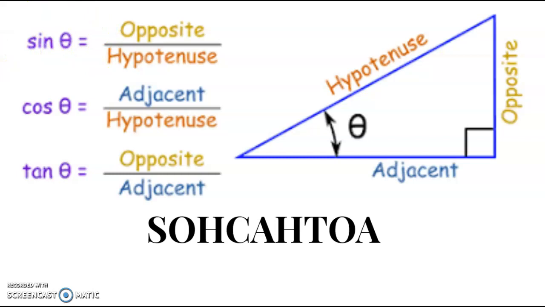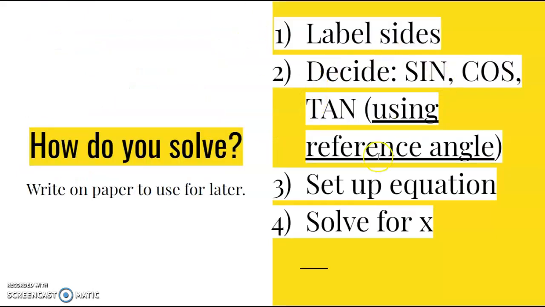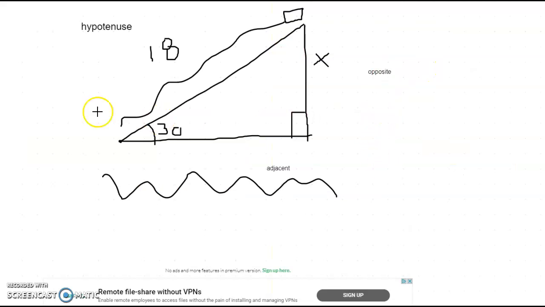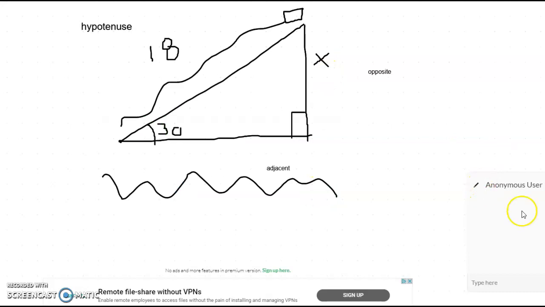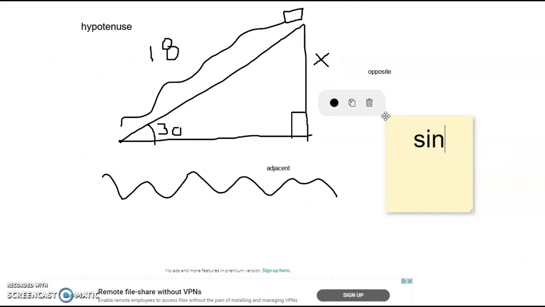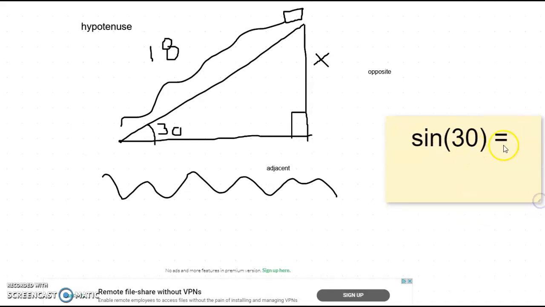So we are going to set up our equation using sine. We are now at step 3. Set up the equation. So I'm going to set up my equation over here. I have sine of my angle, 30, equals opposite x over hypotenuse 18.